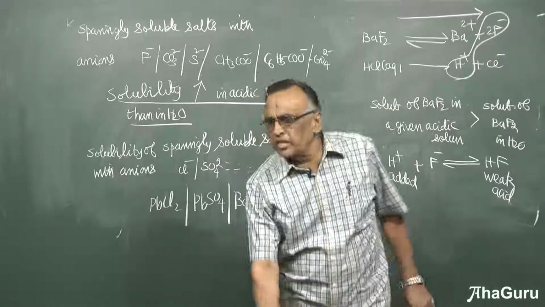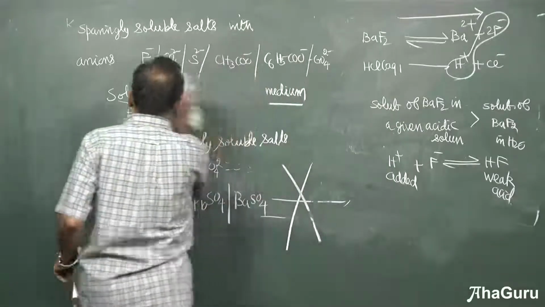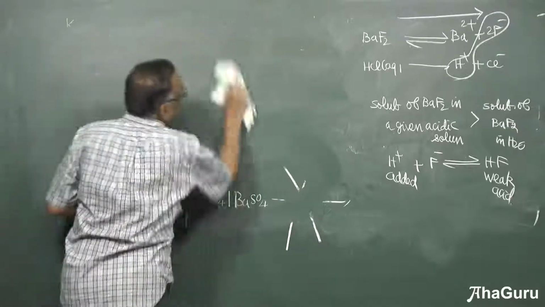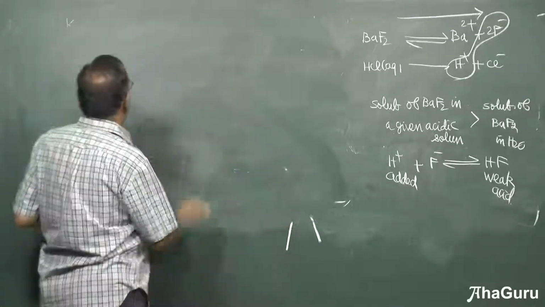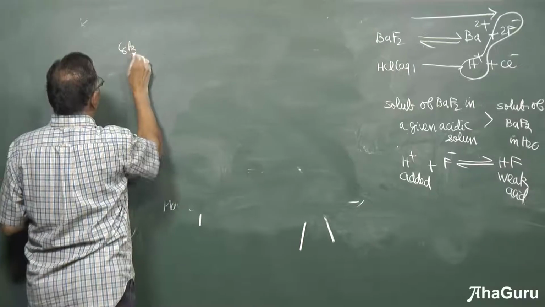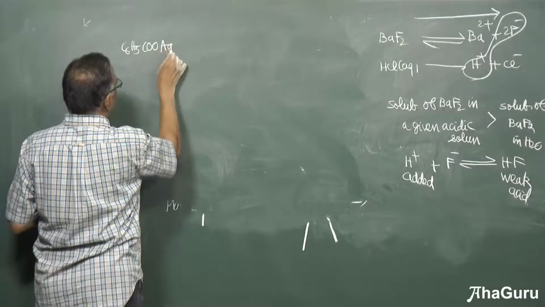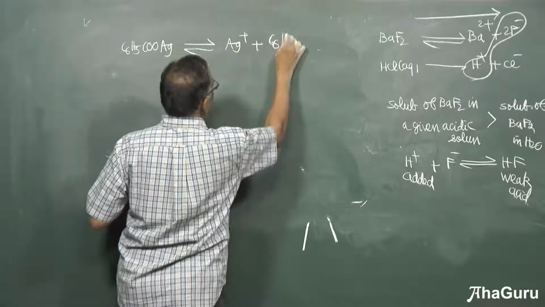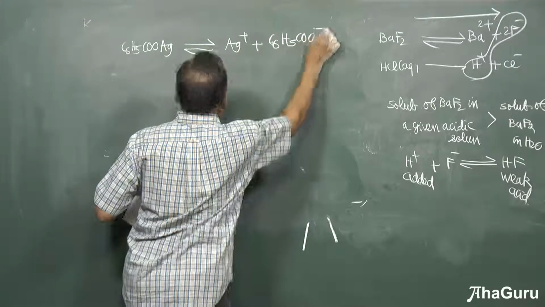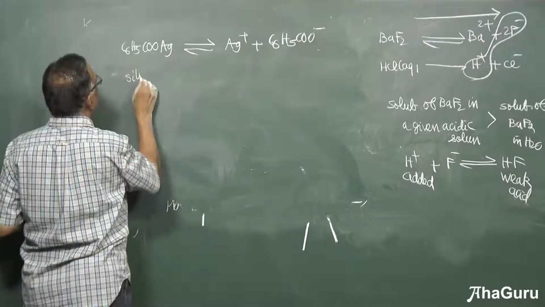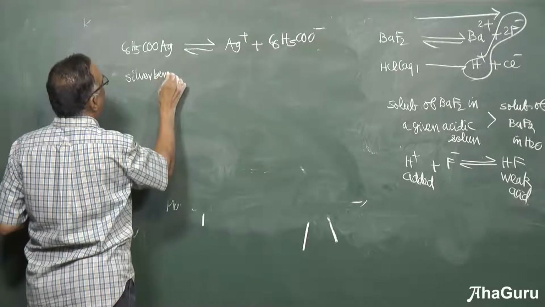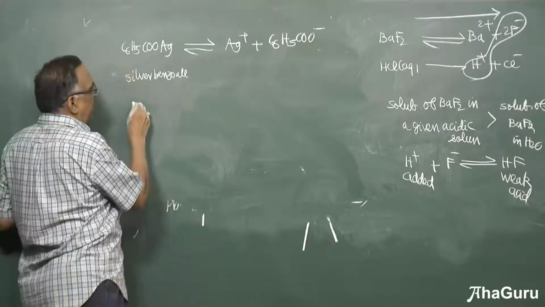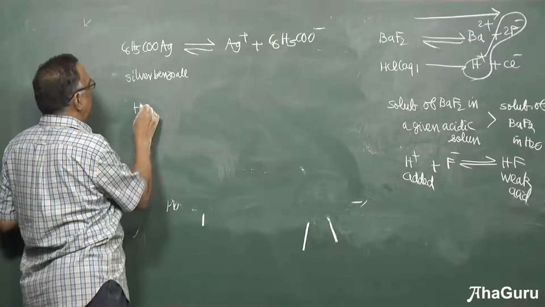And let me take one more case. Take silver benzoate. Take another example in this list, silver benzoate, C6H5COOAg, which dissociates in water to form Ag plus and benzoate ion. Right. I am adding an acid like HNO3.